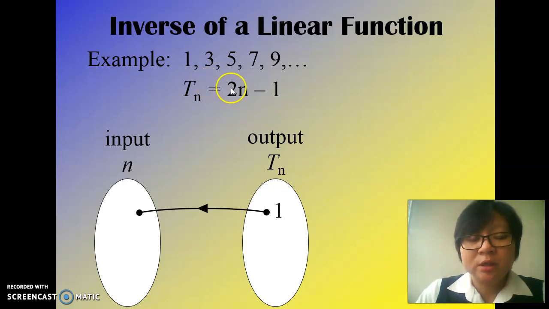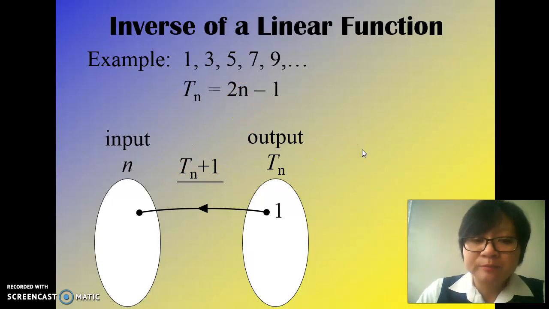And what about the formula? Previously from left to right, you multiply by 2 and then subtract 1. Now from right to left, if previously subtract, now add 1. Add 1 to the nth term. And then if previously multiply by 2, now divide by 2. Use this formula and the value of the nth term to find the position number, and so on.